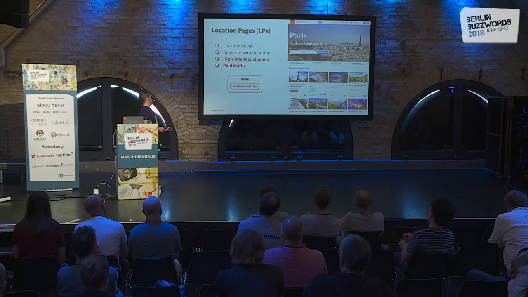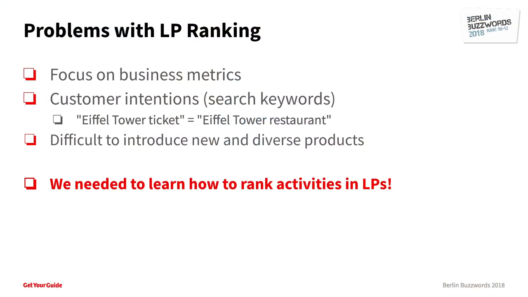Today, as we don't have matching problems, our ranking here is composed mostly of business metrics. This page is very important for the business, and then you have some problems with this strategy. The focus on business metrics is good in the sense that you are showing things that sell well and people want to buy. But it's very difficult to introduce a new product. Let's say you are using conversion rate, a new product doesn't have conversions or impressions. And also diversity here is a problem. And we are missing an opportunity.